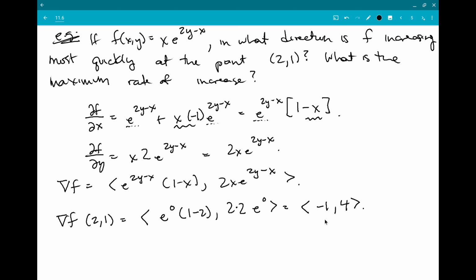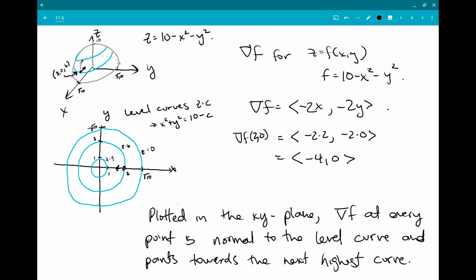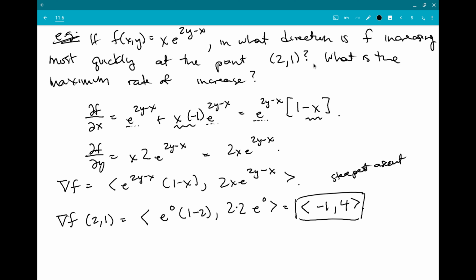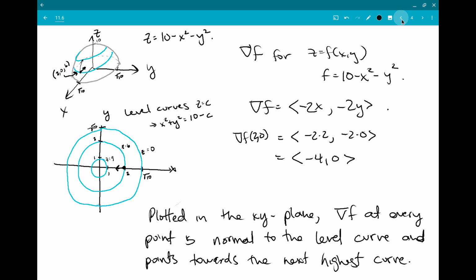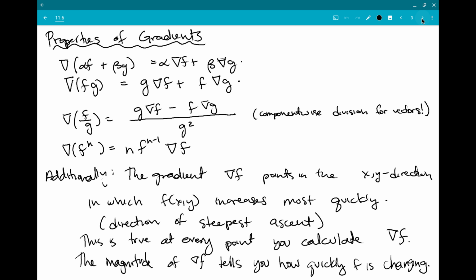And that's the direction of steepest descent, or the direction f is increasing most quickly. That's just like this little arrow I drew, but for the new surface we're thinking about. And then the maximum rate of increase, when we first introduced this idea, I told you would just be given by the magnitude of the gradient.